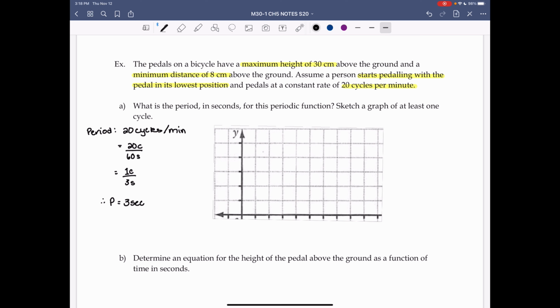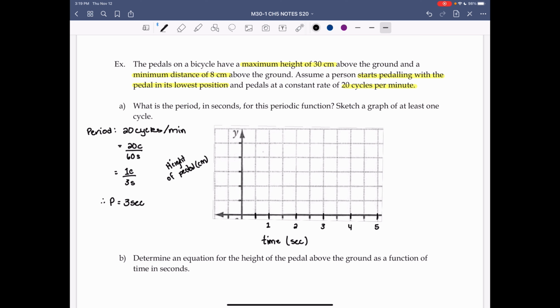We want to graph at least one cycle, so we want to go up at least to 3 seconds. I'm going to say every line on the x represents 0.5 of a second, so 2 lines would be 1 second, 2 more would be 2 seconds, 2 more would be 3 seconds, 2 more is 4, and 2 more is 5. And the x-axis is time in seconds. The y-axis would be the height of the pedal. And that's in centimeters.